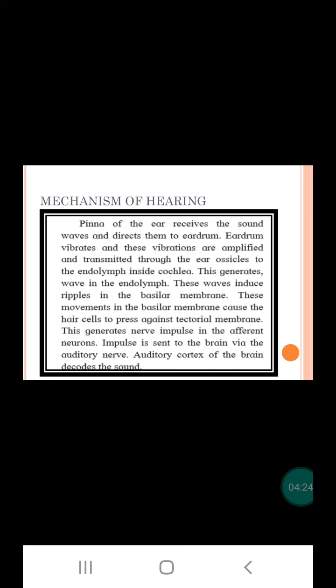These movements in the basilar membrane cause the hair cells to press against the tectorial membrane. This generates nerve impulses in the afferent neurons. The impulse is sent to the brain via the auditory nerve, and the auditory cortex of the brain decodes the sound. Hence we are able to hear the sound. So this is the mechanism of hearing, how we can hear a particular sound.